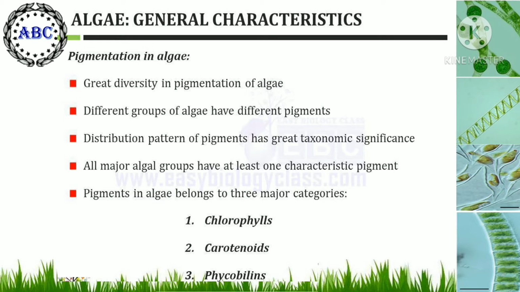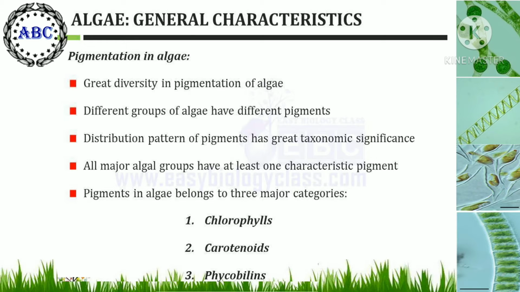Carotenoids include xanthophyll and carotene. More than 20 types of xanthophylls are present, which are somewhat yellowish in color. Whereas carotenes are oxygen-free alicyclic compounds composed of isoprene units, and carotenes are orange-colored pigments.